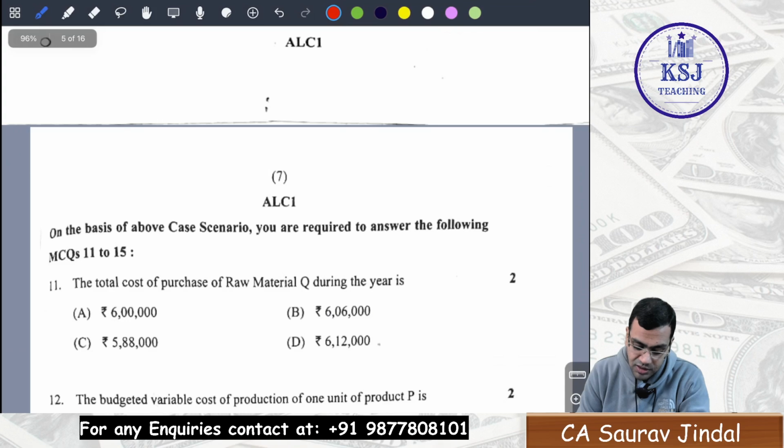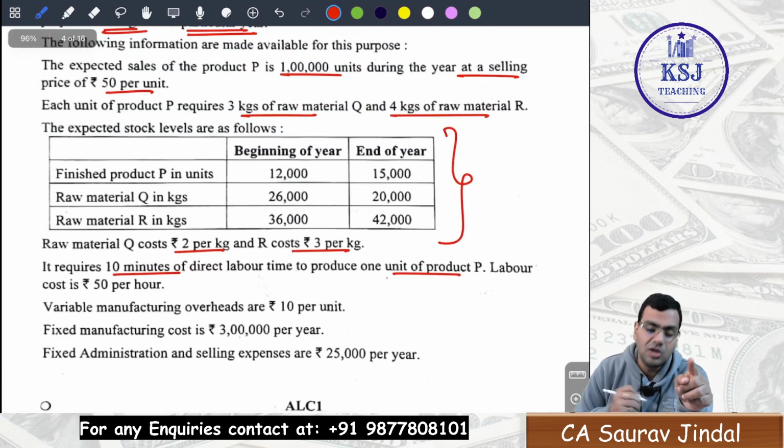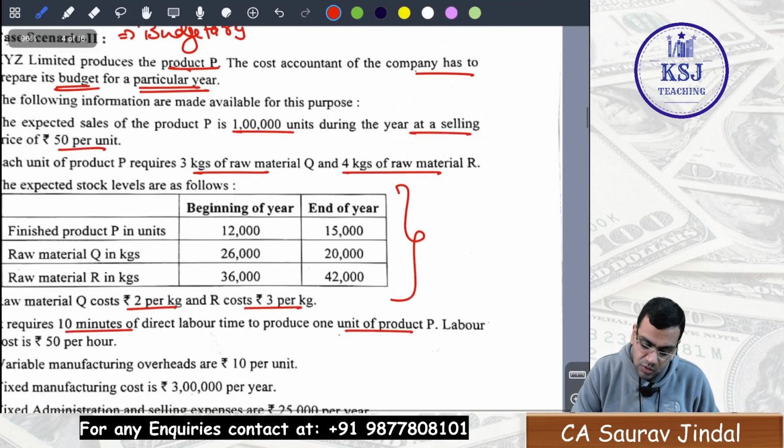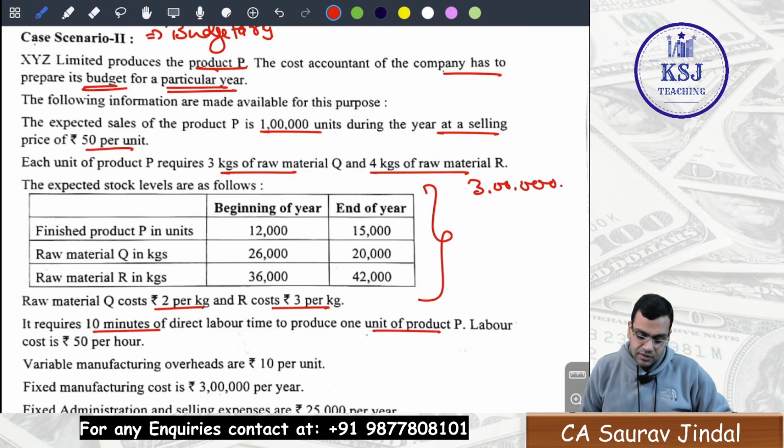The question asks for the total cost of purchase of raw material Q. Now for the purchase, you have to consider the stock also. What is the total consumption that is required? Total consumption of Q required is 1 lakh units into 3, so total 3 lakh kg is required. Out of that, some closing stock is to be kept.